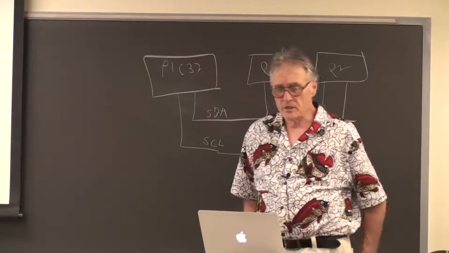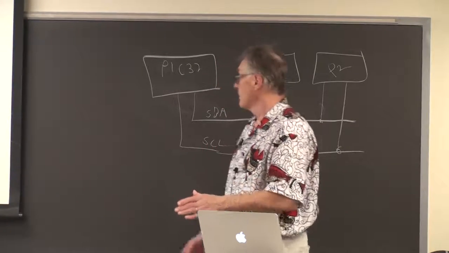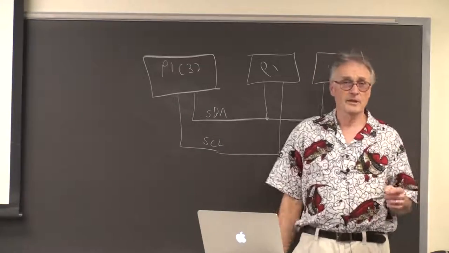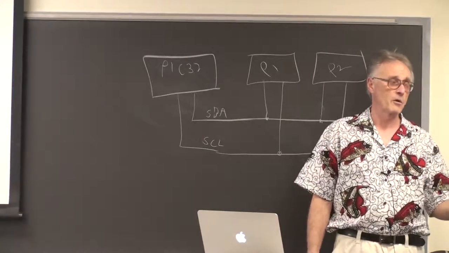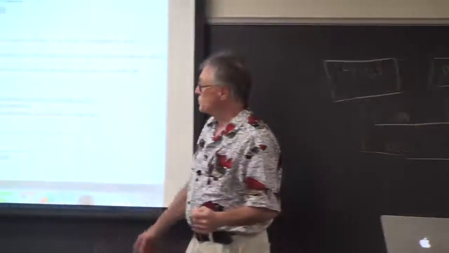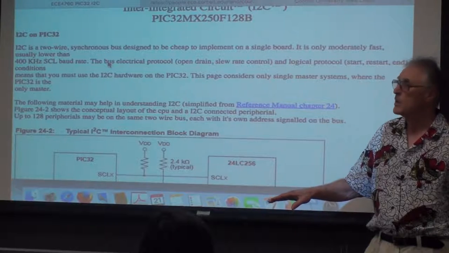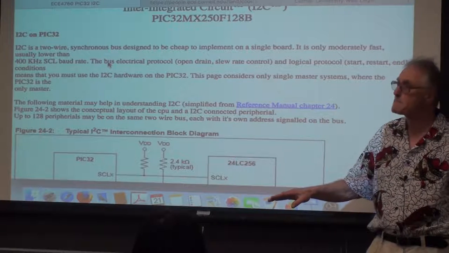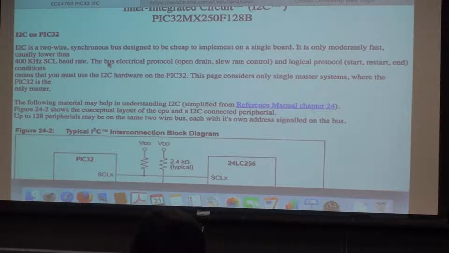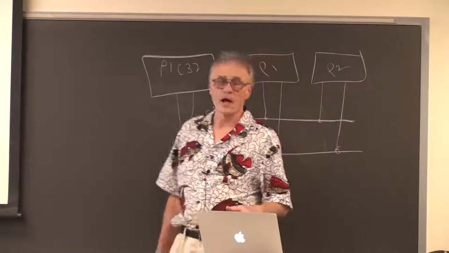It's two wire synchronous, and the nicest thing about it is that it's cheap. Two wires only takes two pins. The least nice thing about it is that it's slow. The high speed version for most peripheral chips is 400 kilohertz max, which is two orders of magnitude slower than SPI. So this is great for temperature measurements, for audio rate retrieval of data from a ROM, but it's not going to work for video or for high-speed synthesis.